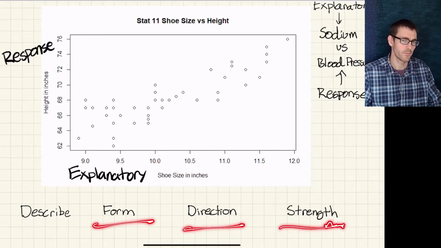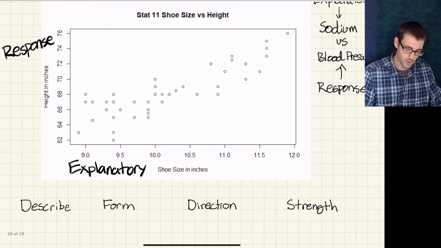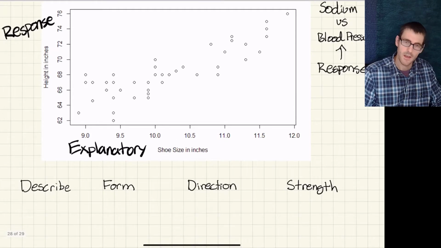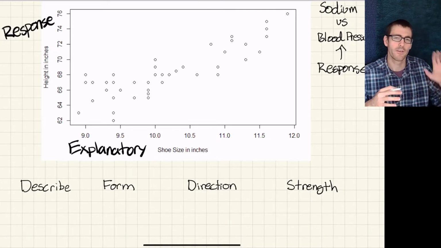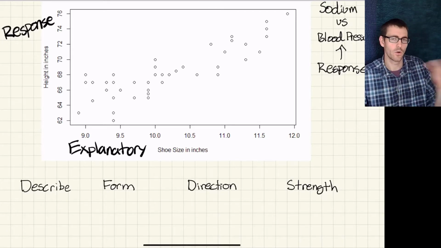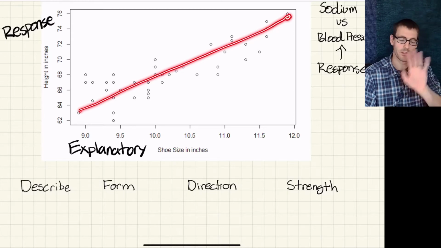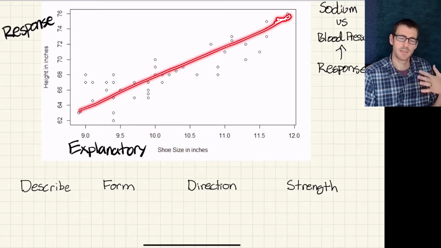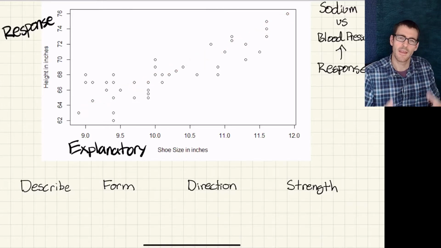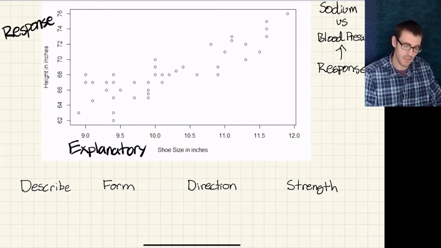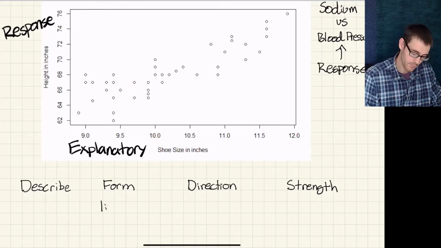First off, the form typically falls into the category of, is the distribution linear or not? So this particular association, if I were to draw a line down the middle of it, and we'll be doing this more rigorously in a little bit, but you could imagine a line describing what's going on. In that case, the form is something that's linear. So linear versus not linear.